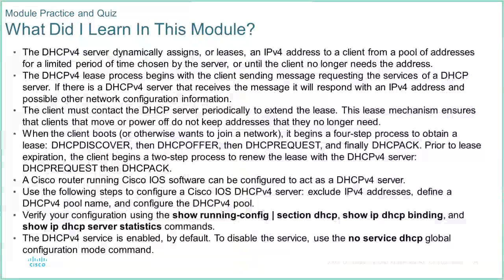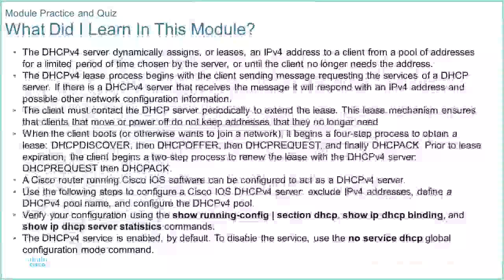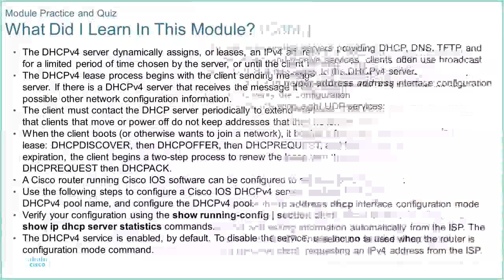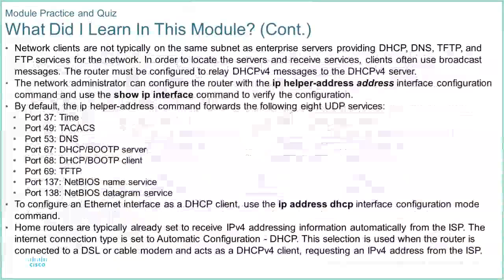And we also looked at the scenario where we can use the router to be a relay point for multiple protocols to a server on a different network. We looked at how to shut down the service so that if we're not using the router as a DHCP server, the service cannot be exploited. The IP helper address supports multiple protocols.